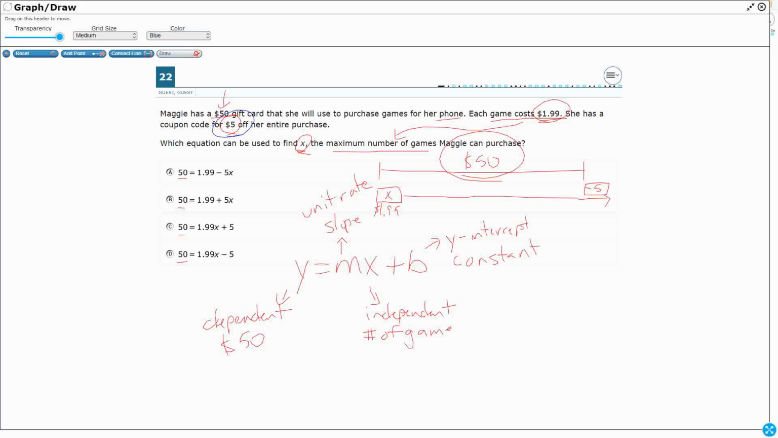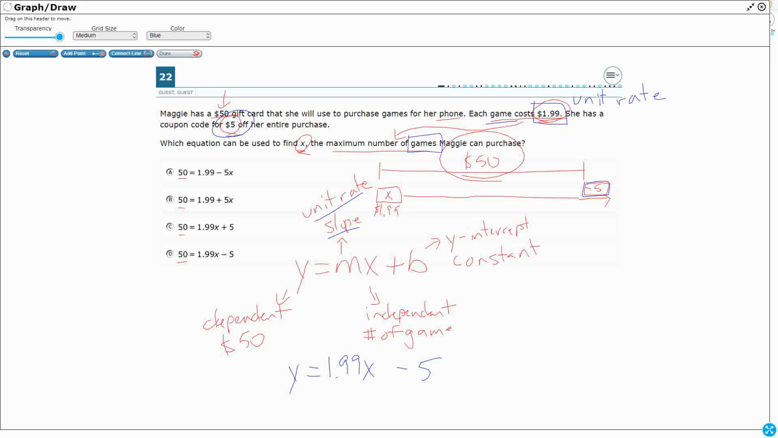Now, if it's a coupon and it's $5 off, I'm going to need this to be a -5 because you purchase all your games, then you take the $5 off. Now, a unit rate or a slope is going to be multiplied by that x. And remember, we noticed that the x was the maximum number of games, and each game costs $1.99. So that's it right there. That's our unit rate. That's how much each game costs. So I can say 1.99x.